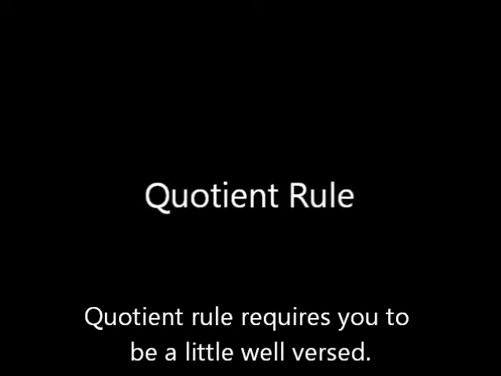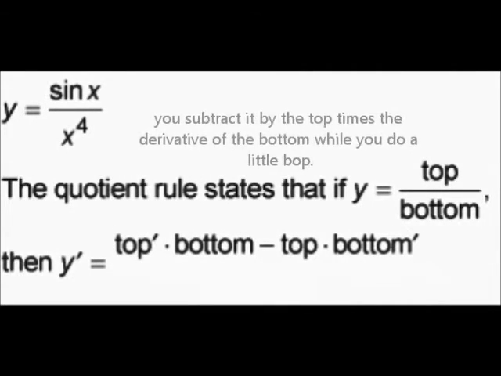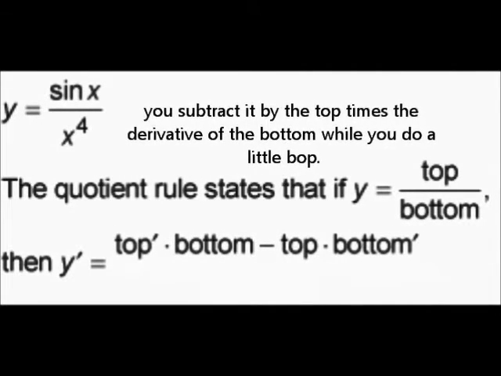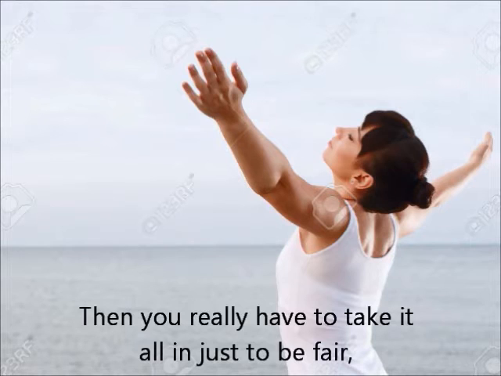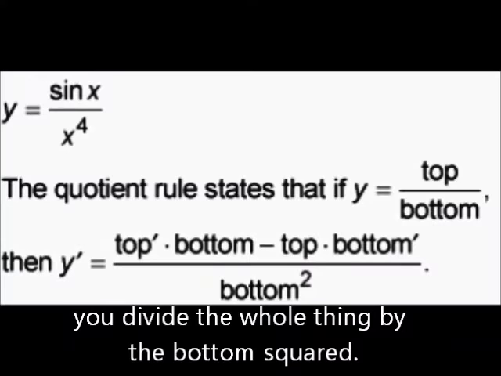Quotient rule requires you to be a little well-versed. If you take the bottom and multiply it by the derivative of the top, you subtract it by the top times the derivative of the bottom while you do a little bop. Then you really have to take it all in just to be fair. By that I mean you divide the whole thing by the bottom squared.